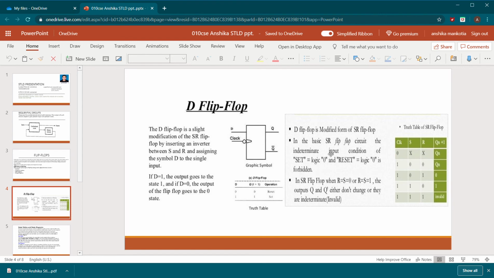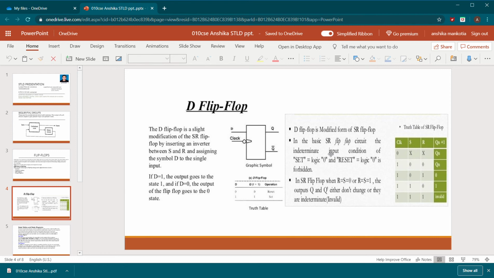D flip-flop is clearly the modified form of SR flip-flop because in D flip-flop we just take the two basic conditions of SR flip-flop, the set condition and the reset condition, and we neglect the other two conditions, that are the same output condition and the indeterminate output condition. When R is equal to S is equal to 0, the output comes out the same, and we don't feel it necessary to include this condition in D flip-flop.